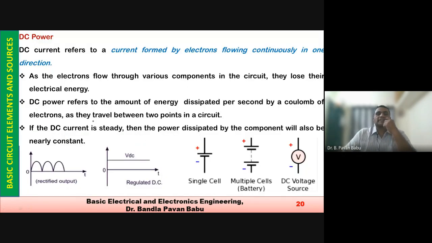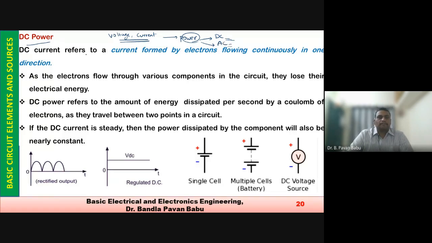Next, coming to DC power. This is also one of the active elements. We have already discussed in the previous session that two sources are there, voltage source and current source. Based upon these two sources we can define power. In power there are two classifications, DC power and AC power. So we'll discuss DC power.